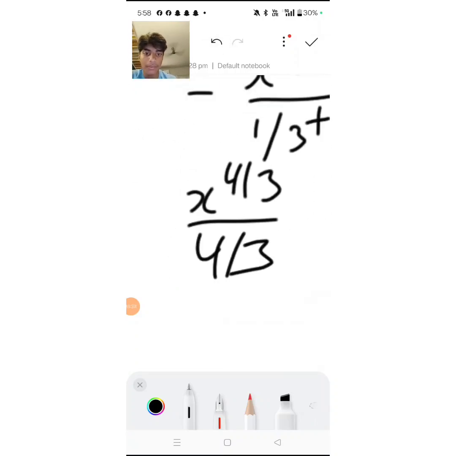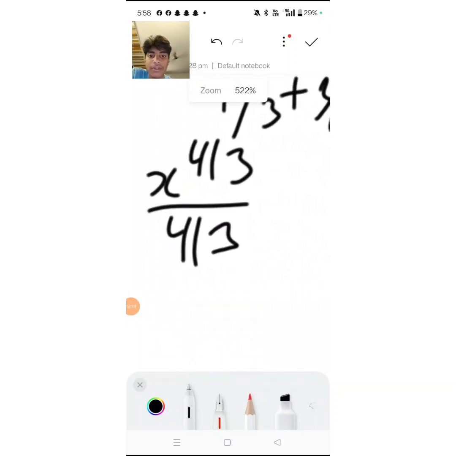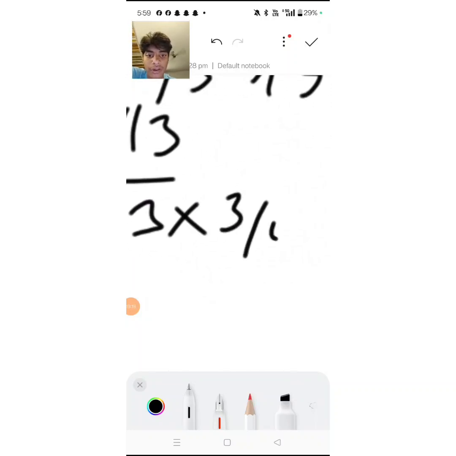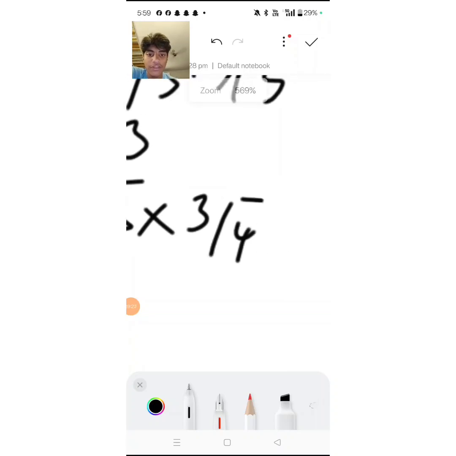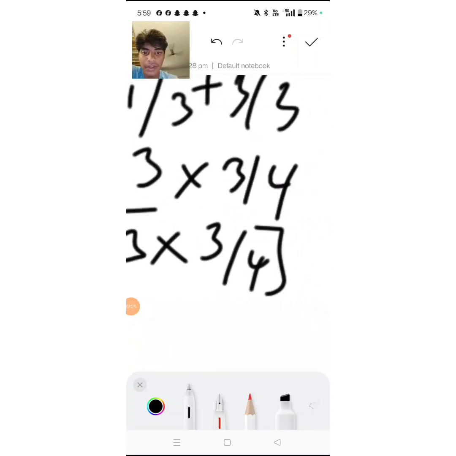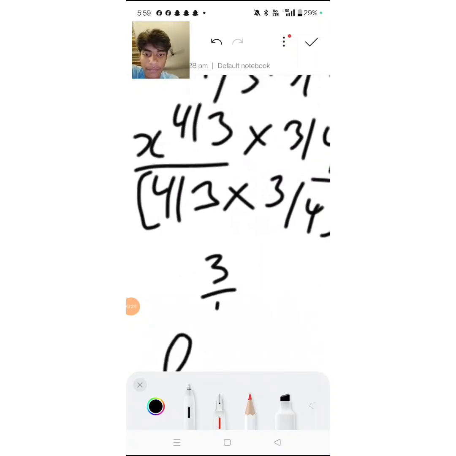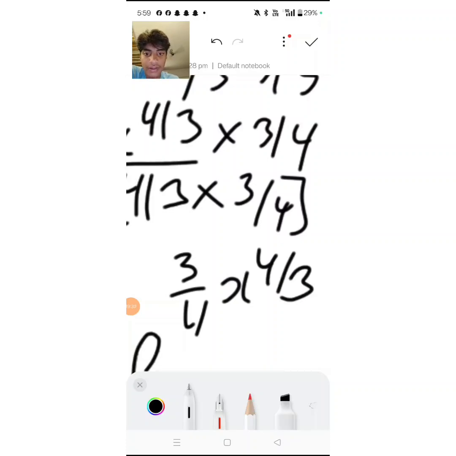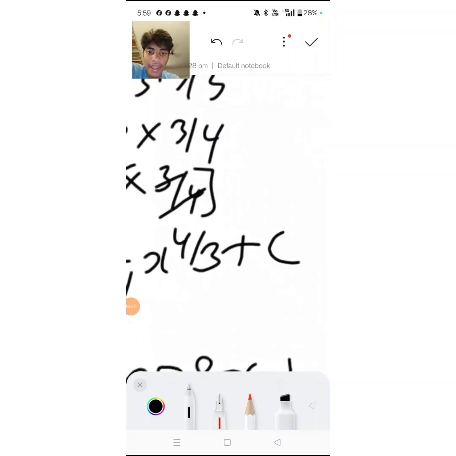Now, if I want to get rid of the 4 by 3 in the denominator, I can multiply it by 3 by 4. But since I'm multiplying the denominator, I also have to change the numerator, so multiply that also by 3 by 4. So it is just 3 by 4 x to the power of 4 by 3, and the denominator cancels off to 1. Don't ever forget the constant of integration.